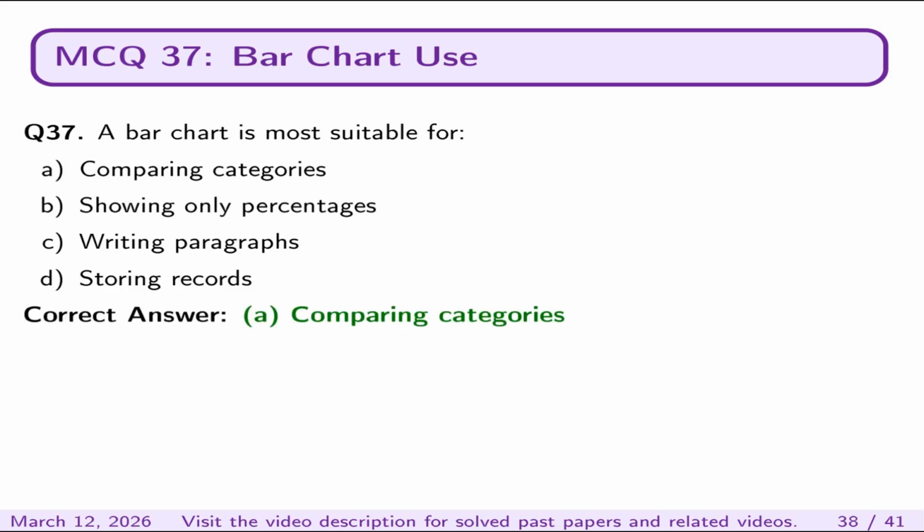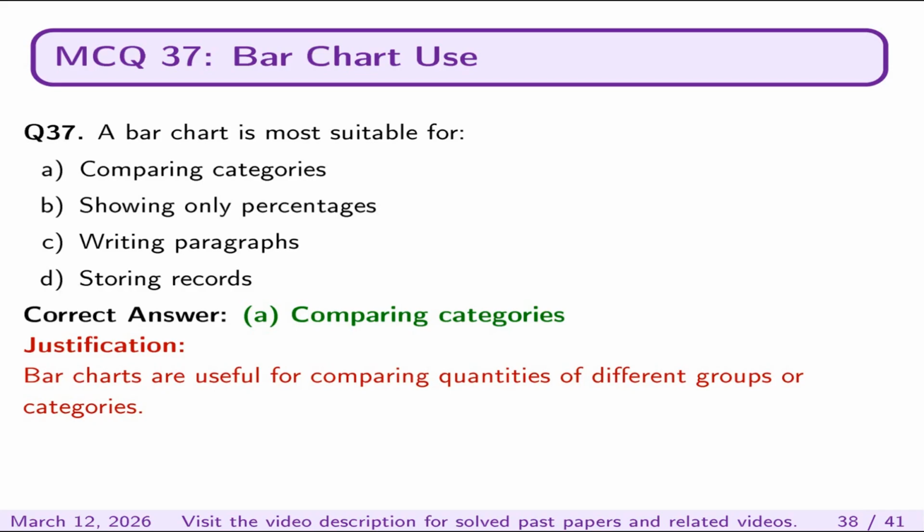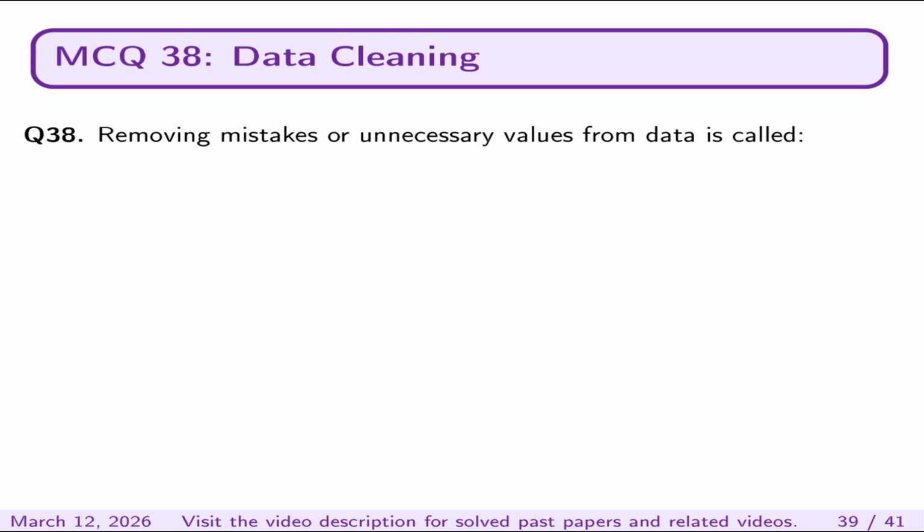Question number 37. A bar chart is most suitable for comparing categories, showing only percentages, writing paragraphs, storing records. The correct option is comparing categories, because bar charts are useful for comparing quantities of different groups or categories.